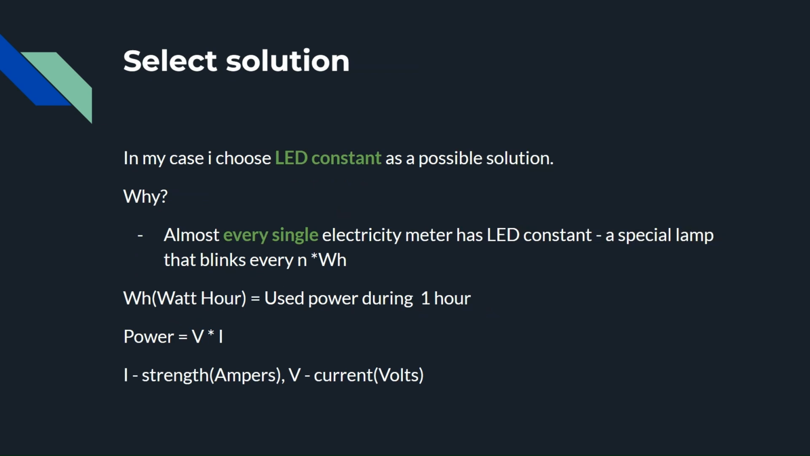And why is that? Because almost every single electricity meter has an LED constant. As I mentioned before, it is a special lamp that blinks every n times per watt hour. Even if you have a very old electricity meter, it might have it.